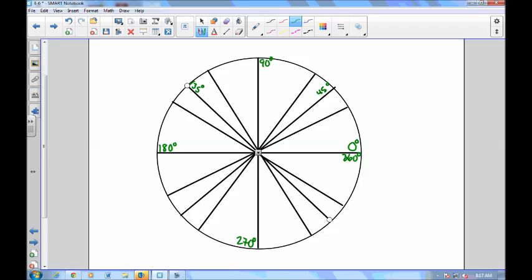Then in the third quadrant, we're going to add 45 again. What's 180 plus 45? 225. Okay, and then the last one, we have 270 plus 45. What's 270 plus 45? 315.